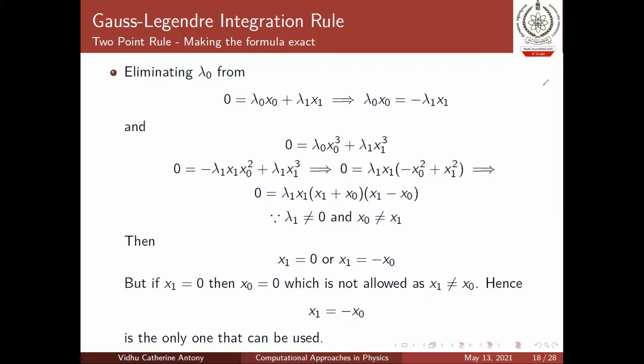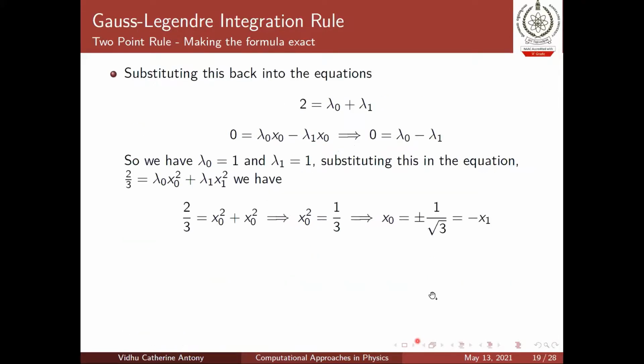And then we've got another couple of evaluations as well. You have 2 equal to lambda naught plus lambda 1. Okay, you need to substitute this back into the equation, and then you need to evaluate and find it out. You need to find out the points x1 and x0, and you know that they're going to be the negative of each other. So you do that algebra, but I will tell you what the points are. The evaluation points are basically plus 1 divided by root 3 and minus 1 divided by root 3.